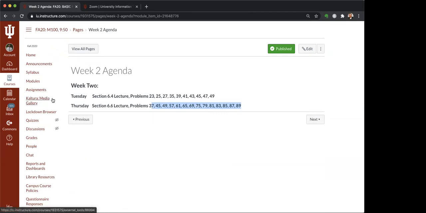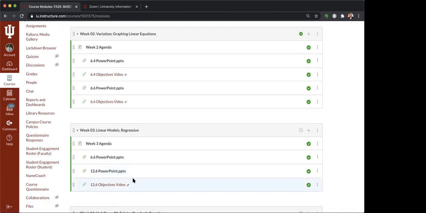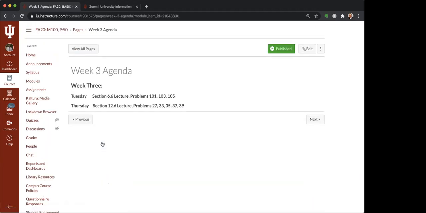Anyway, I definitely want you to make sure you get the homework done in 6.6. I would also encourage you to read ahead, if you are so inclined, to section 12.6, which is what we're going to talk about on Thursday. This is called linear regression. It's a statistics discussion, and it involves lines, finding equations of lines, which is why we group it here.